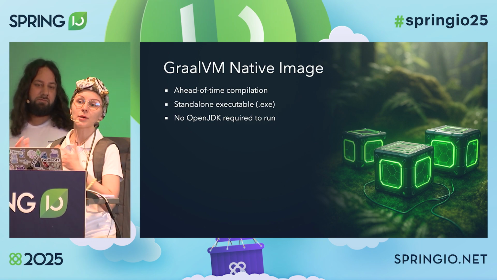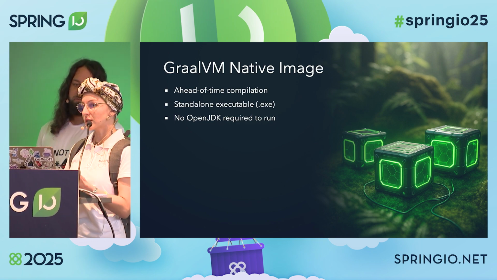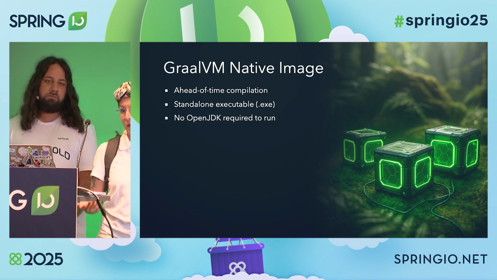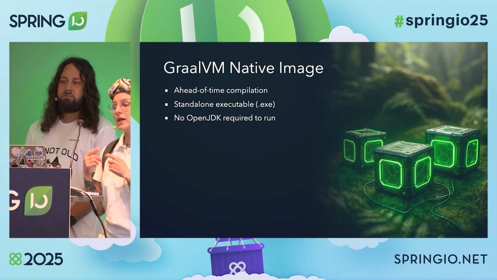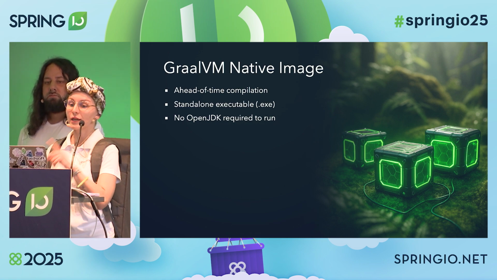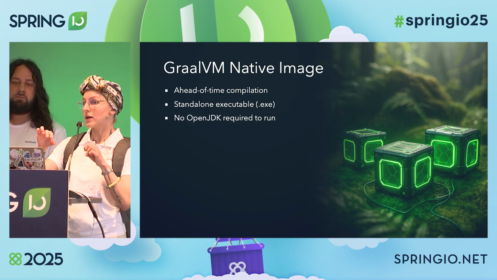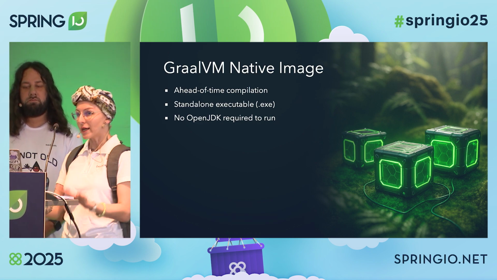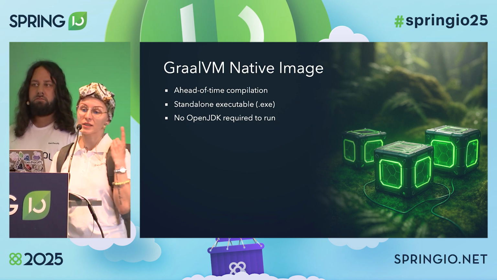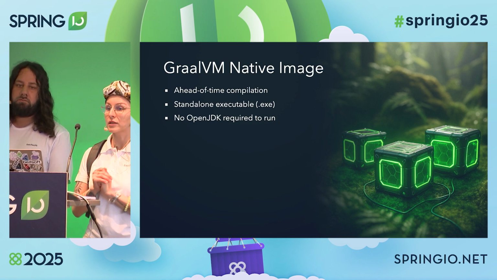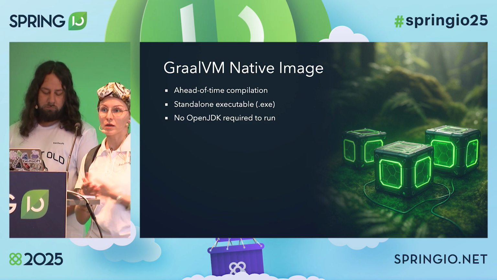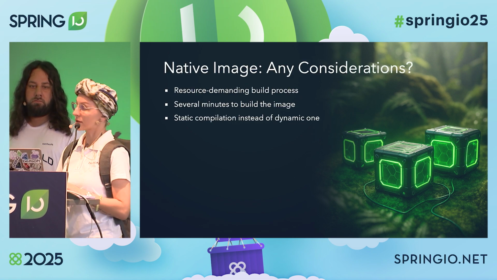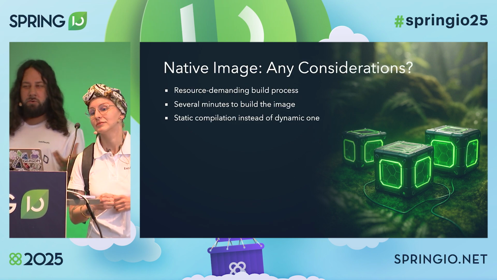It's about ahead-of-time compilation. Java applications are compiled and optimized at runtime. That's why we can run a jar file at any platform. GraalVM native image gives us ahead-of-time compilation. So the Java bytecode is compiled to a platform-specific binary. So you get a standalone executable, and you don't need any OpenJDK distribution to run it, because it already contains the necessary JVM classes. It sounds too good to be true.